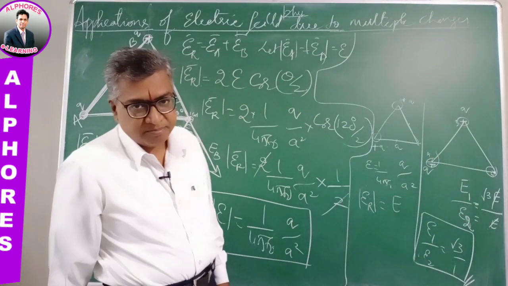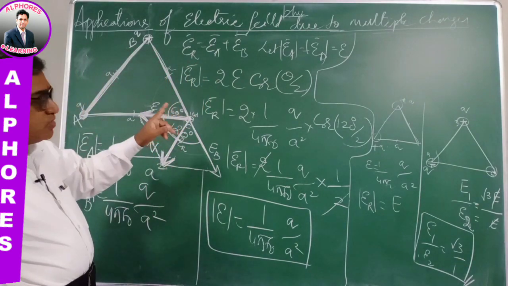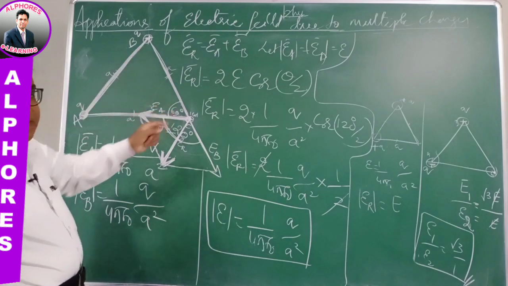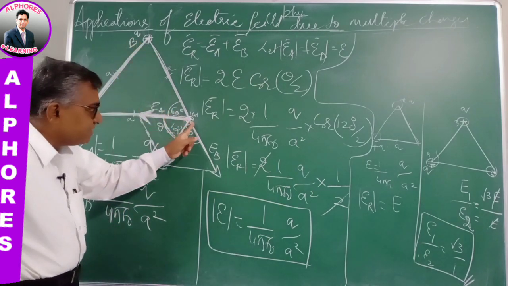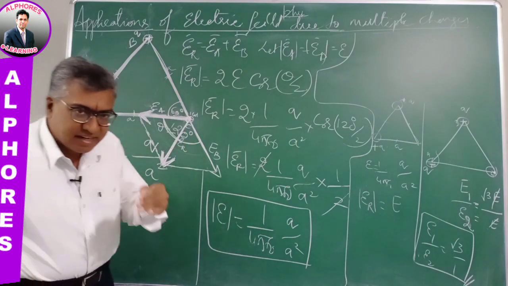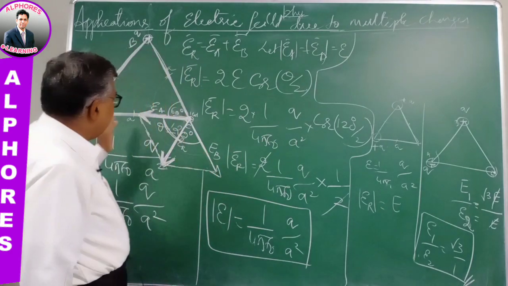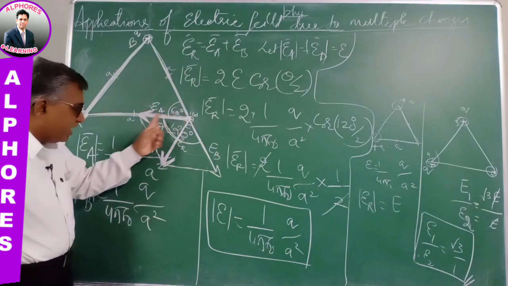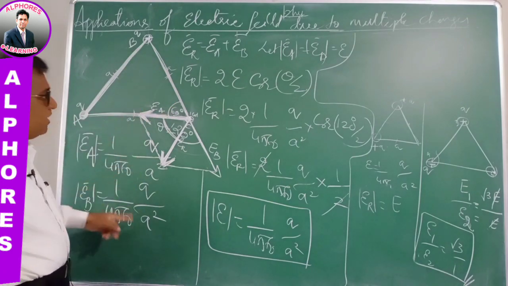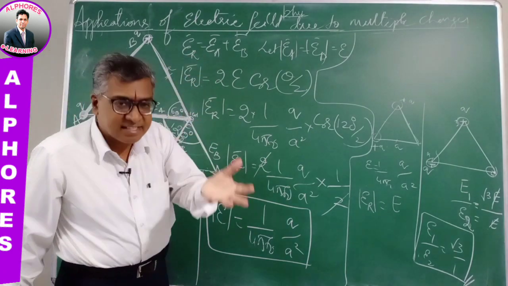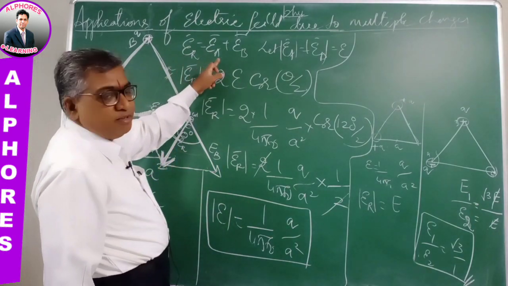Very beautiful question. So, when two equal and opposite charges are placed at two vertices, then find the resultant electric field at the third vertex. Method: first step, find the field due to each charge separately. Field due to A, magnitude and direction. Field due to B, magnitude and direction: EA, EB. Then the vector sum, according to the principle of superposition, EA bar plus EB bar.